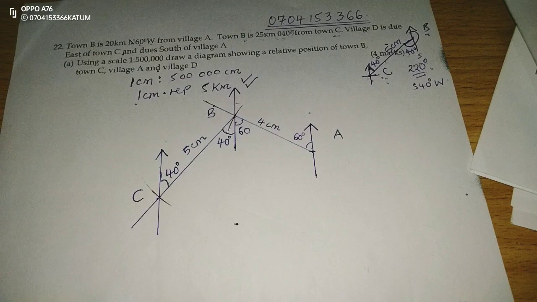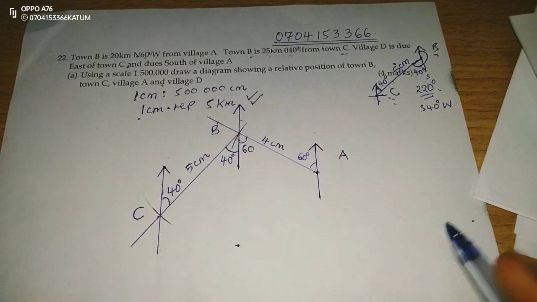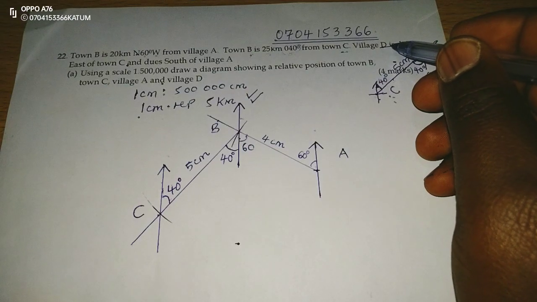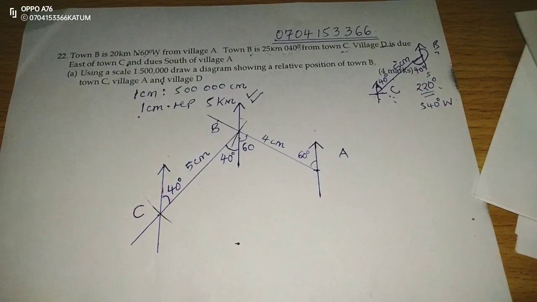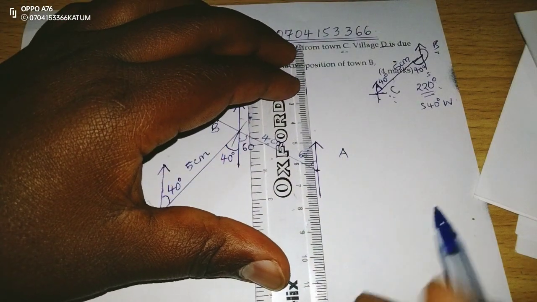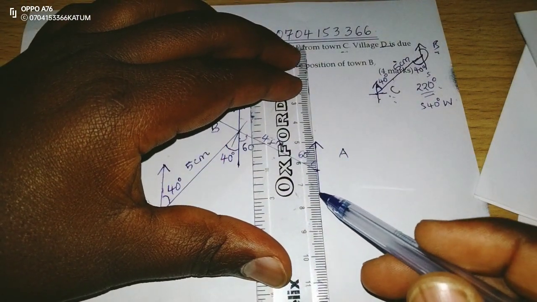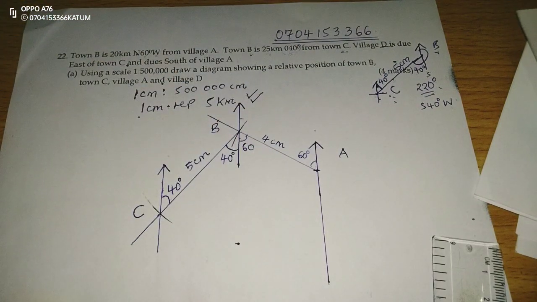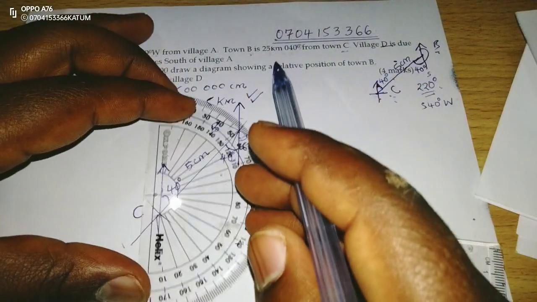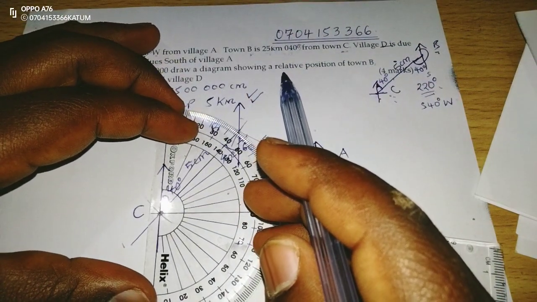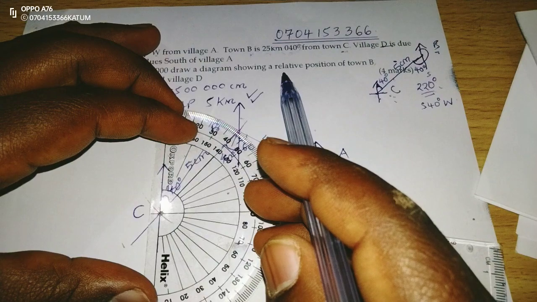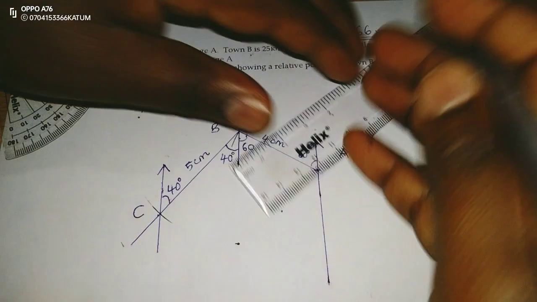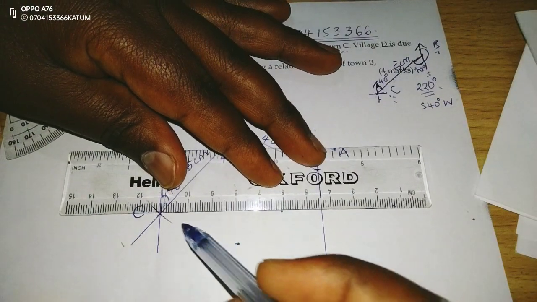Apart from that, now I can continue, because I'm told that village D is due east of C and due south of A. So from A, due south, we just prolong southwards. But from point C, we need to go eastwards, to the right hand side, moving straight eastwards, where the two will meet: east of C and south of A.